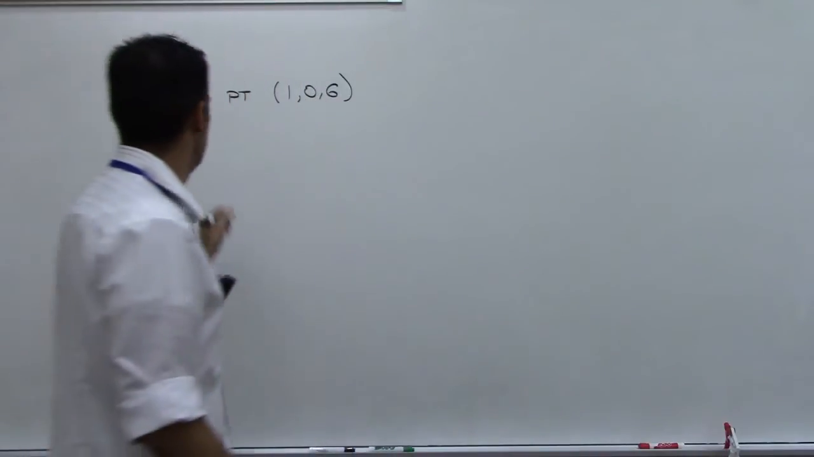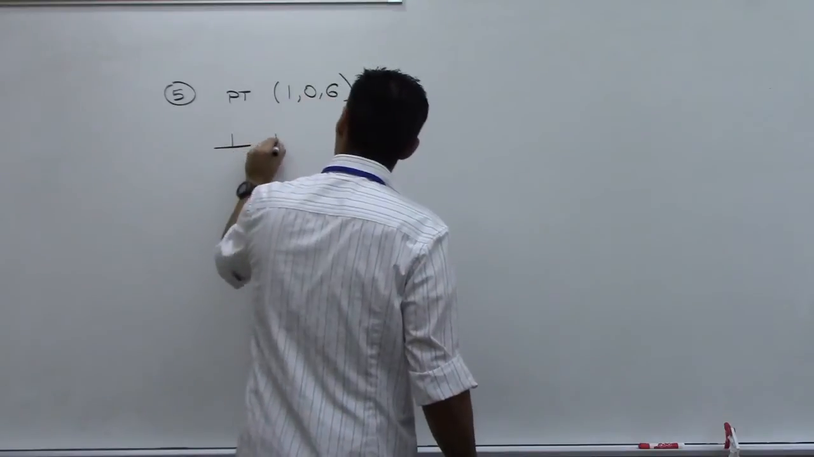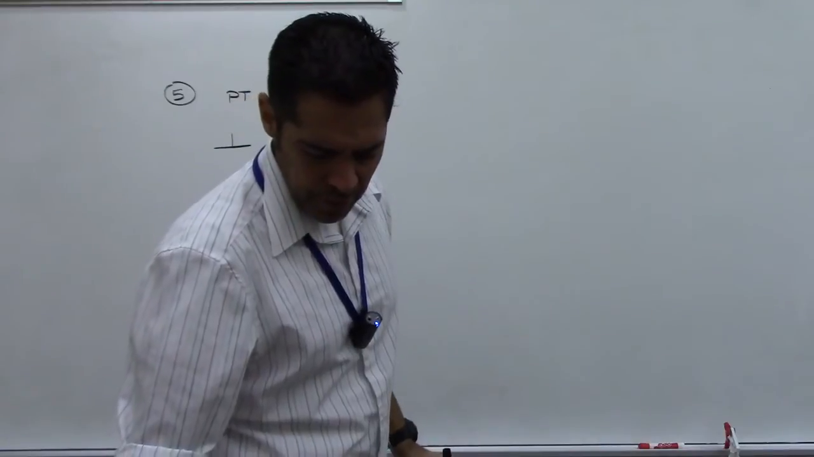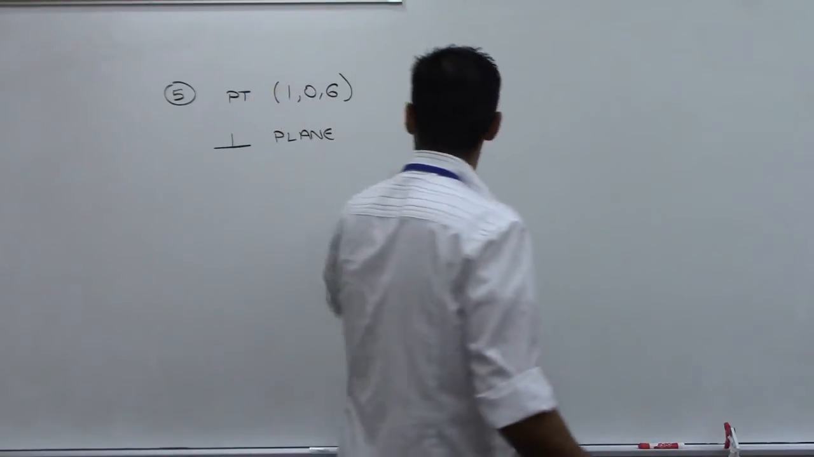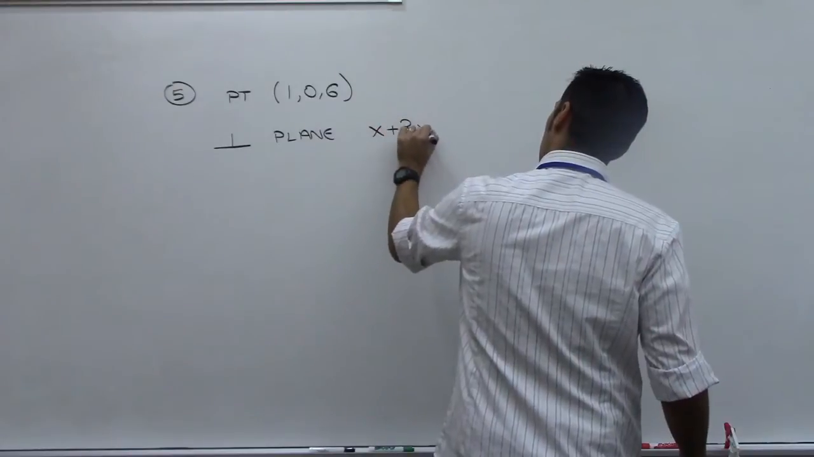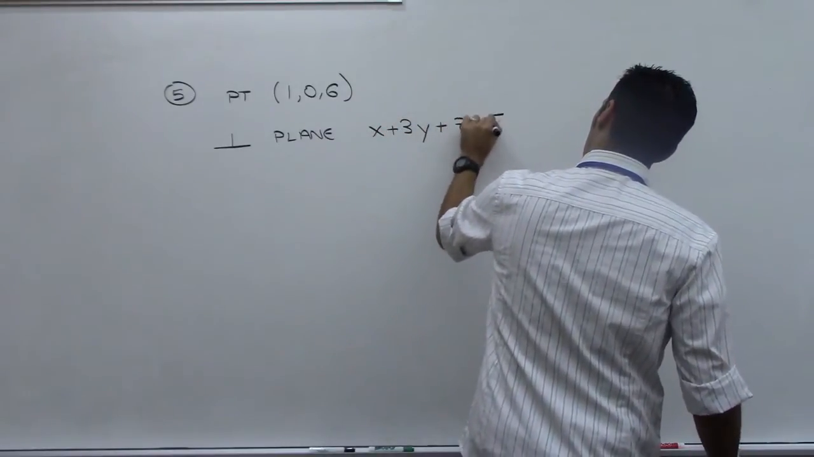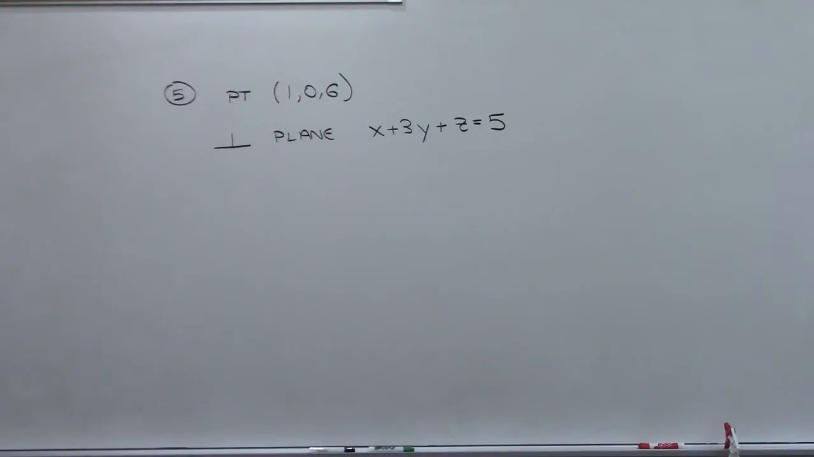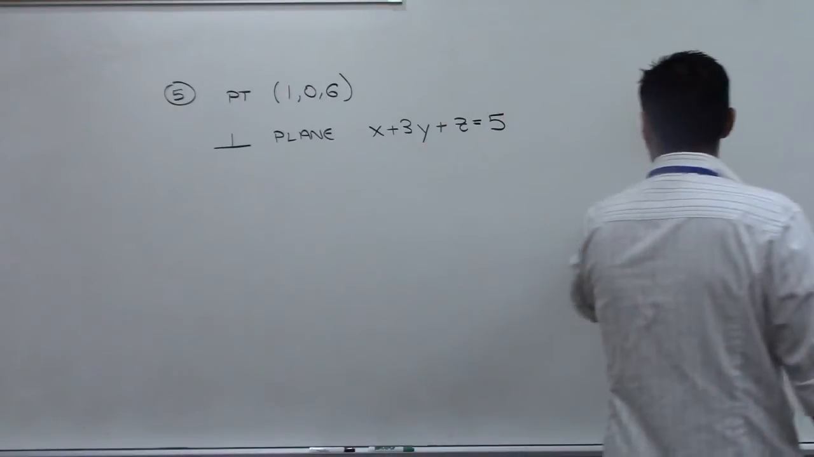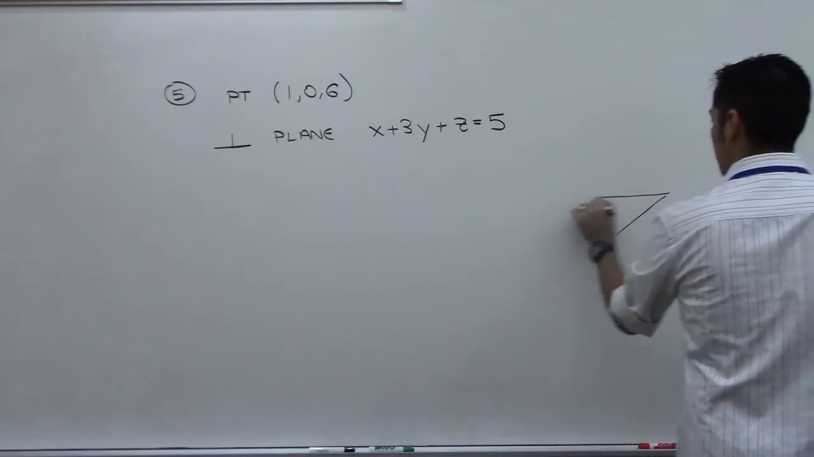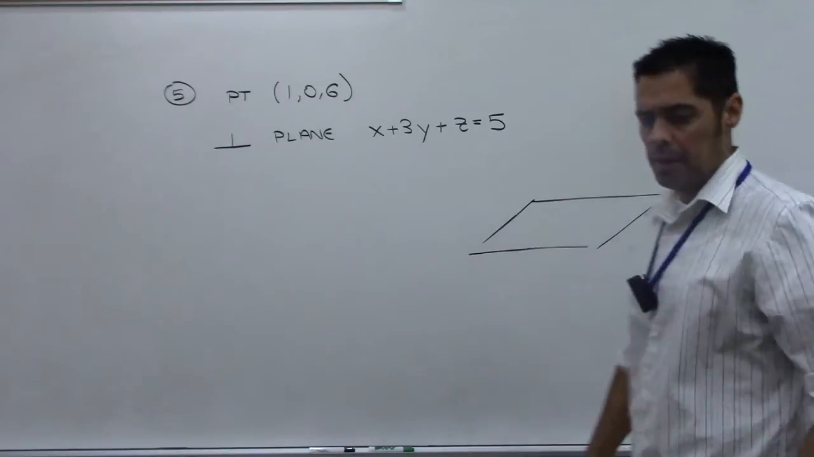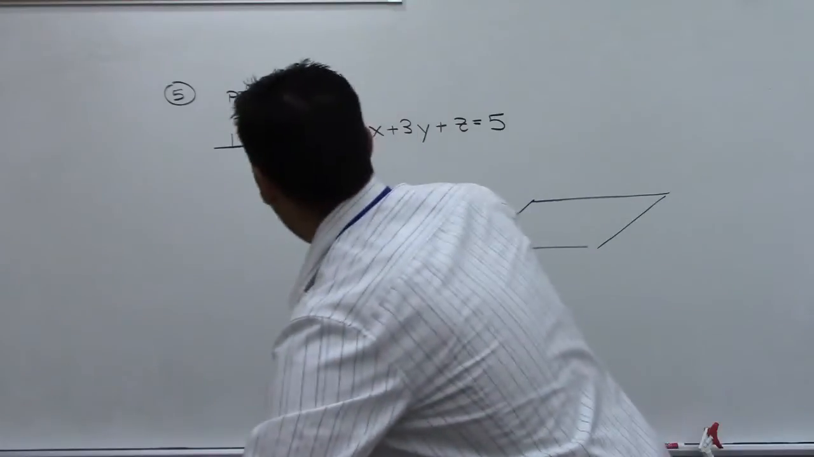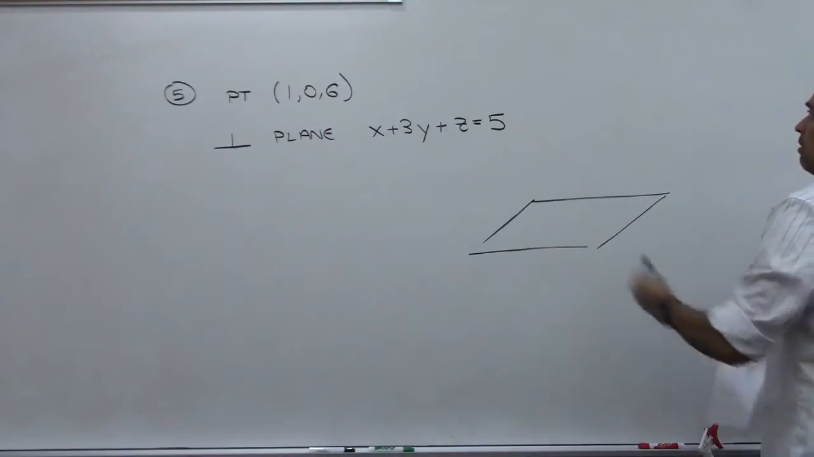And perpendicular to the plane x plus 3y plus z equals 5. Make sure I got that right. Yes. Okay, so let's try and draw a picture three-dimensionally. We have a plane, right? A sheet of paper here, a plane sitting there in space. And we have a point sitting in space somewhere, wherever it is.